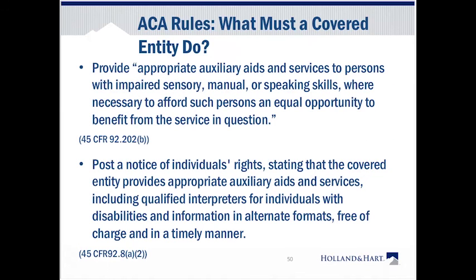The covered entity must also provide appropriate auxiliary aids and services, which is defined, and I'll give you that definition in a minute, to persons with impaired sensory, manual, or speaking skills, where necessary to afford such persons an equal opportunity to benefit from the services. So if they have trouble hearing, speaking, or seeing, then you have to provide appropriate auxiliary aids. And you have to post, and Kim already talked about this earlier, a notice of individuals' rights stating that the covered entity is going to provide those auxiliary services for them free of charge and in a timely manner.